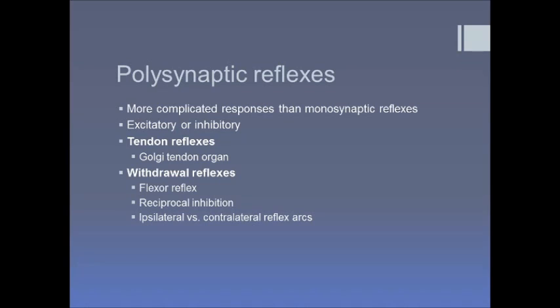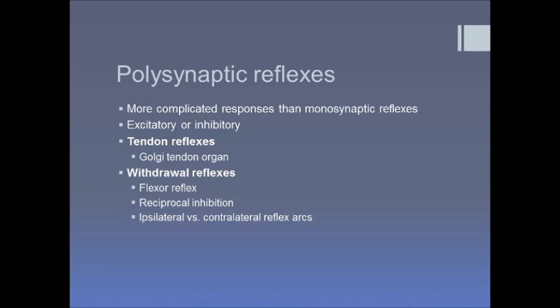With polysynaptic reflexes, like I said, they tend to be more complicated. They can be excitatory or inhibitory. We have tendon reflexes, for which the sensory receptor is the Golgi tendon organ. Tendon reflexes monitor external tension, and they prevent tendons from tearing. So they do tend to be a little bit more complex.